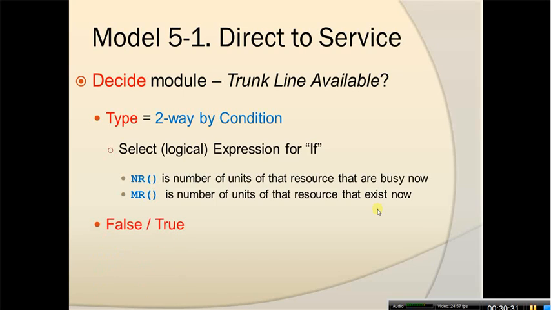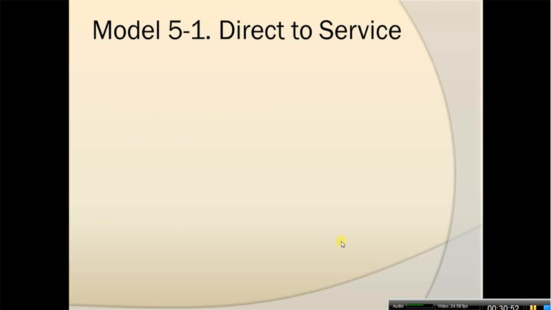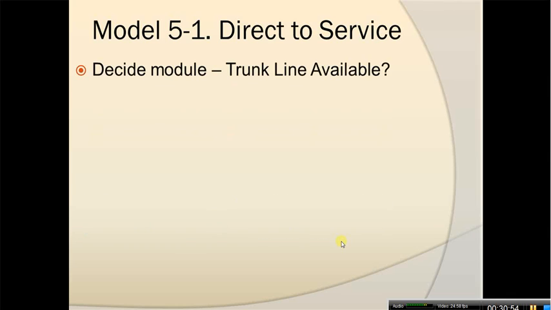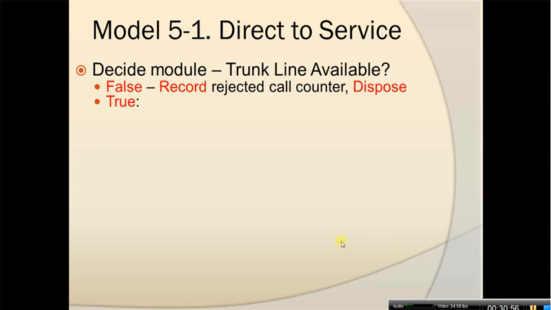And so the expression will evaluate whether it's false or true. When we had just the value of 1, it would by default evaluate to true. Now that we have this logical expression where we compare whether NR is smaller than MR, it will be either false or true, and depending on that, we had some of the modeling. So if we have the false, we had the record added, the rejected call counter, and then dispose.